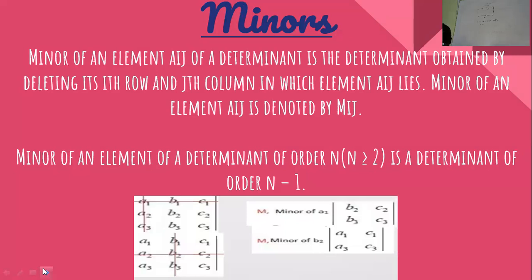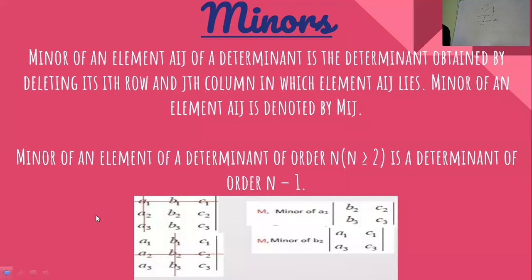Minor of an element aij of a determinant is the determinant obtained by deleting its ith row and jth column in which the element aij lies. Minor of an element aij is denoted by Mij. Minor of an element of a determinant of order n, where n is greater than or equal to 2, is a determinant of order n minus 1.